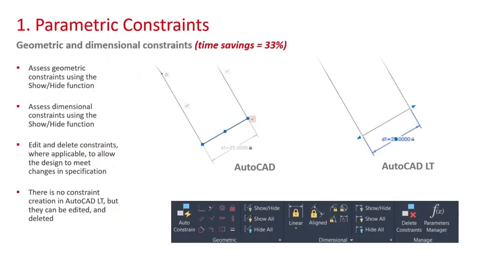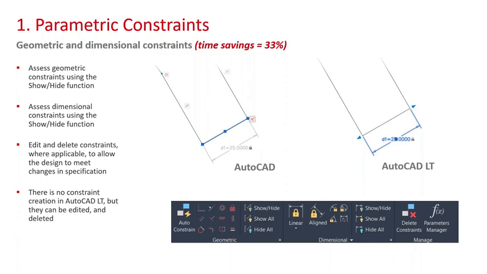We're going to have a little look now at parametric constraints. Now, you've got geometric, which is your geometry, and dimensional constraints in full AutoCAD with a time saving of about 33%. So what that means is you can assess the geometric and dimensional constraints using the show and hide functions. So they're not there all the time. You can switch them on and off like you can your layers, and you can edit and delete those constraints where applicable to allow the design to meet any changes in the specification.